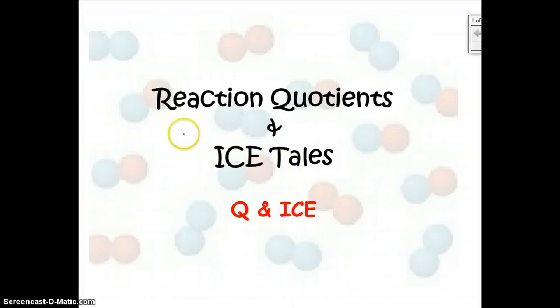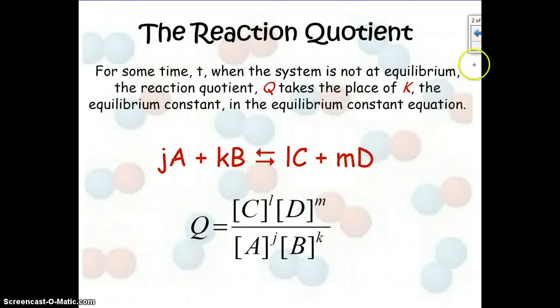In this podcast, we're going to look at reaction quotients. All right, a reaction quotient is basically present for some time, which we'll define as t, when the system is not at equilibrium.